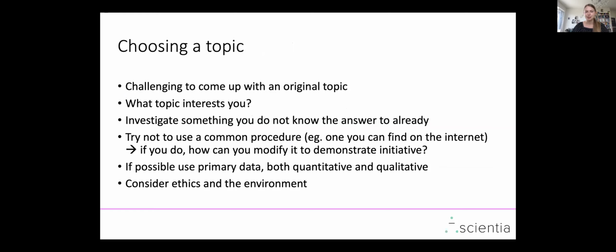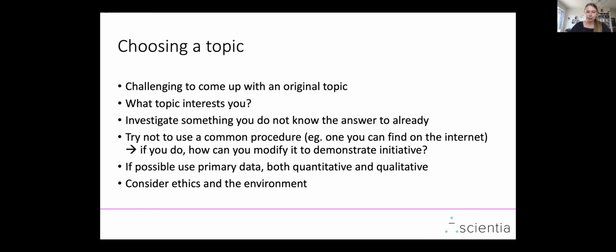In terms of choosing a topic, it can be challenging to come up with an original topic as they ask you to do, because of course there's already so much out there that's been done. But a really good place to start is just with what topic interests you, and to investigate something you don't already know the answer to. Try not to use a too common procedure that you can already find on the internet. If the procedure is written in full, the way that you've written it in your IA, already online, then you probably want to modify it so that you can demonstrate more initiative, more creativity and more engagement with your IA.